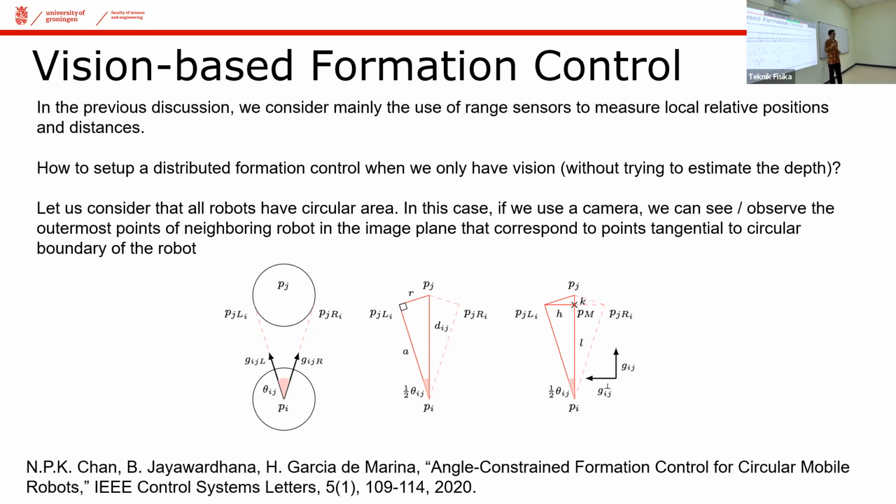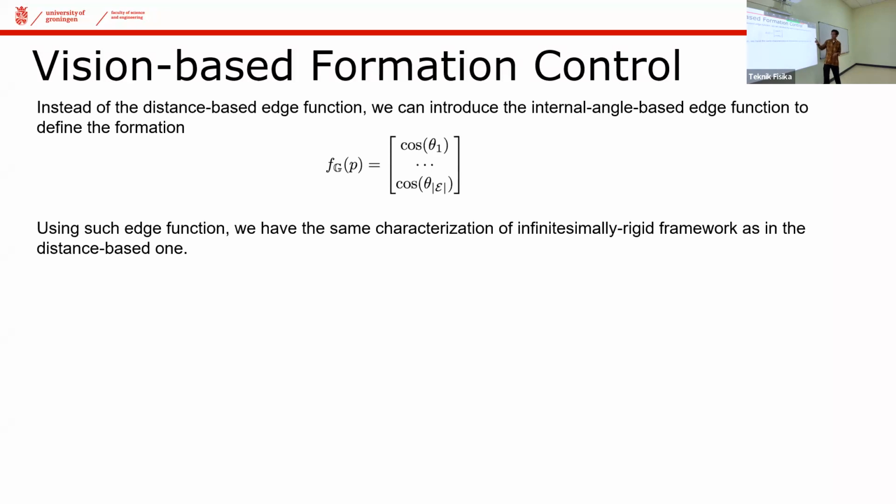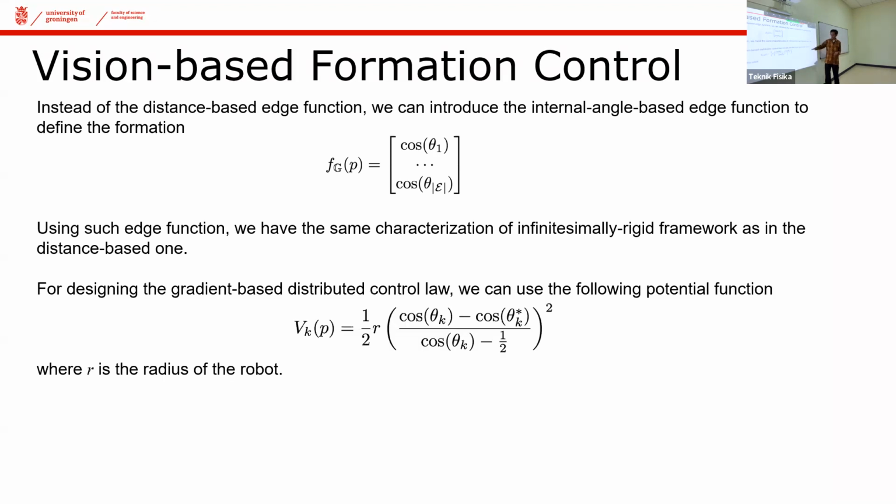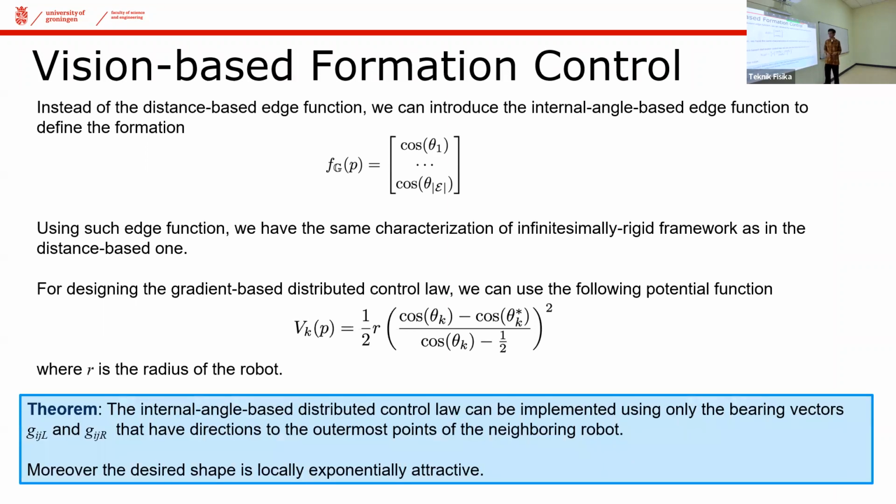So we actually modify the edge functions. Remember previously, the edge function was defined based on the distance. But now the edge function is not only distance, we change it, it's just the inner angle. So the edge function for every edge is defined by the inner angle. When we use the inner angle, we can use this as a potential function, and we use the same mechanisms. We use the gradient-based approach and so on and so forth.